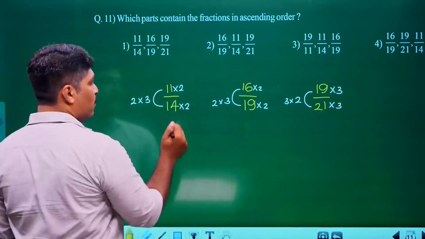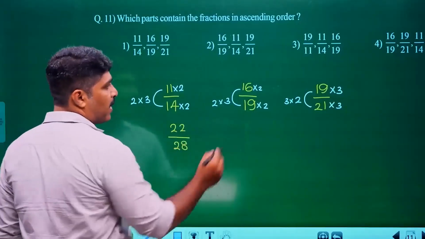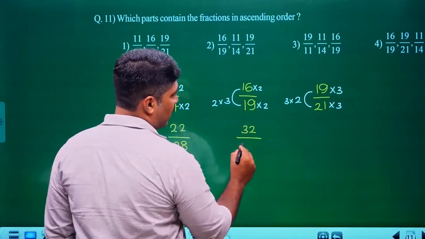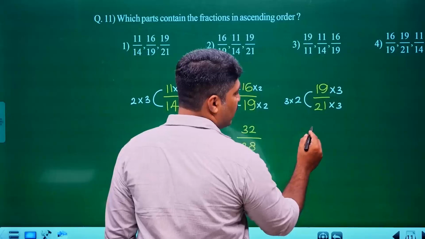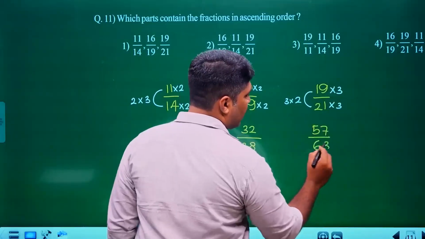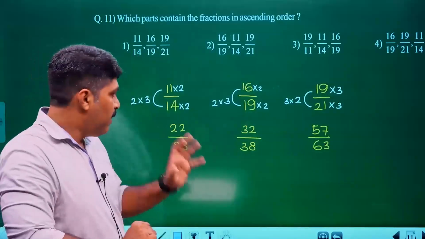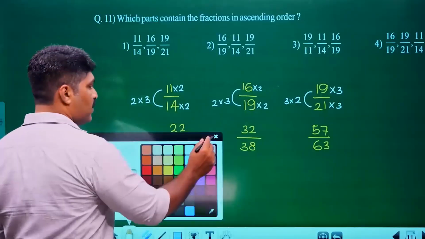So this is 2 into 11, that is 22. 2 into 14, that is 28. Here this is 2 into 16, that is 32. 2 into 19, that's equal to 38. And this one, 19 into 3, that is equal to 57. So this is 63. Look at these 3 fractions. Here the differences are the same. Numerator, denominator, the differences are the same. In each case, these differences are equal to 6.